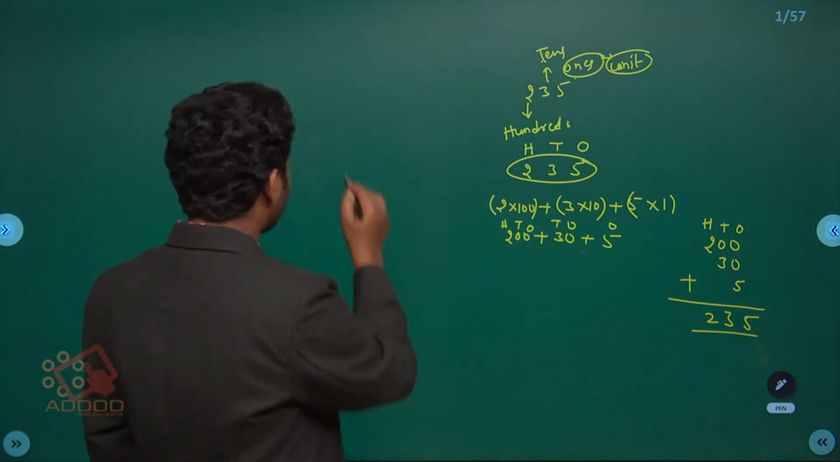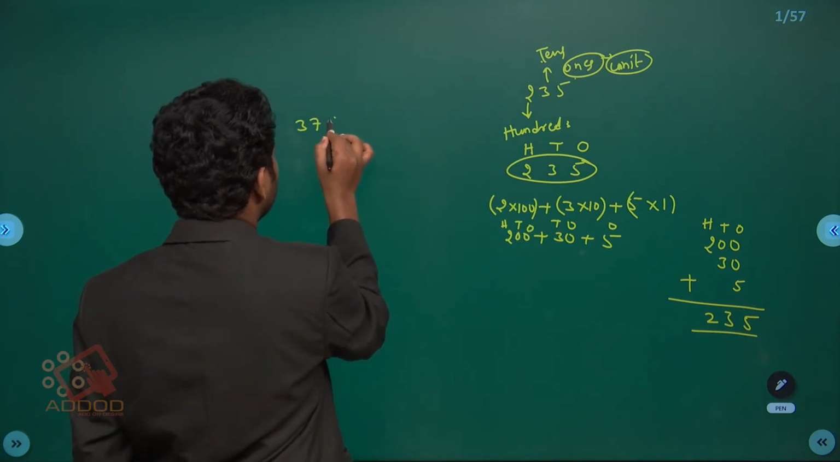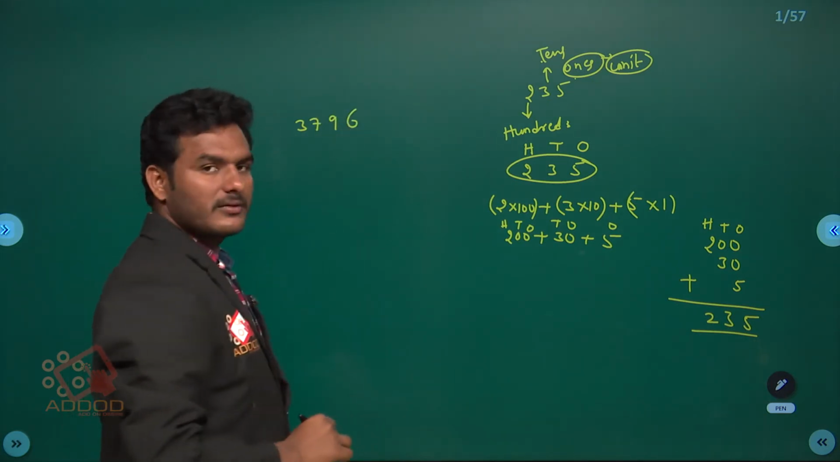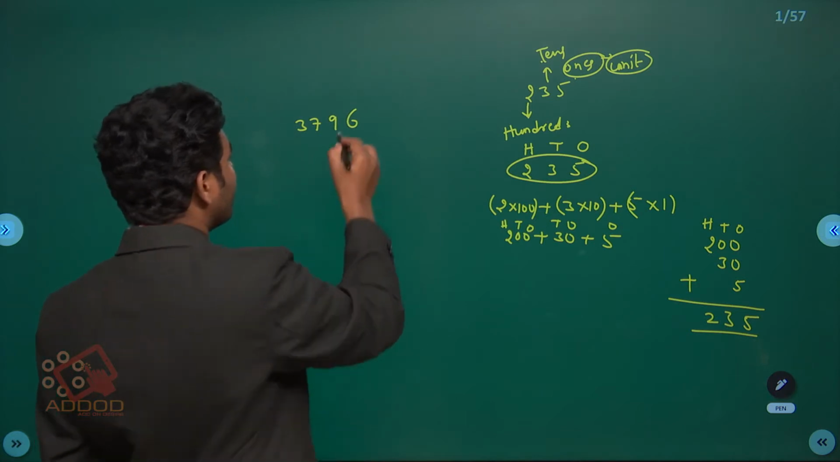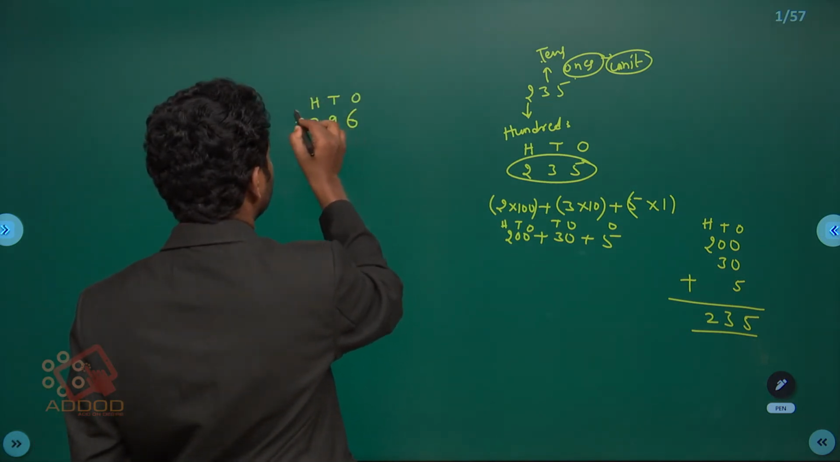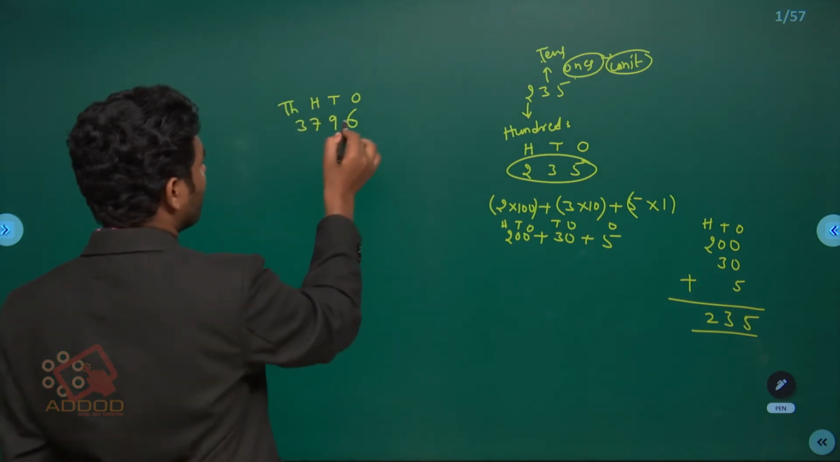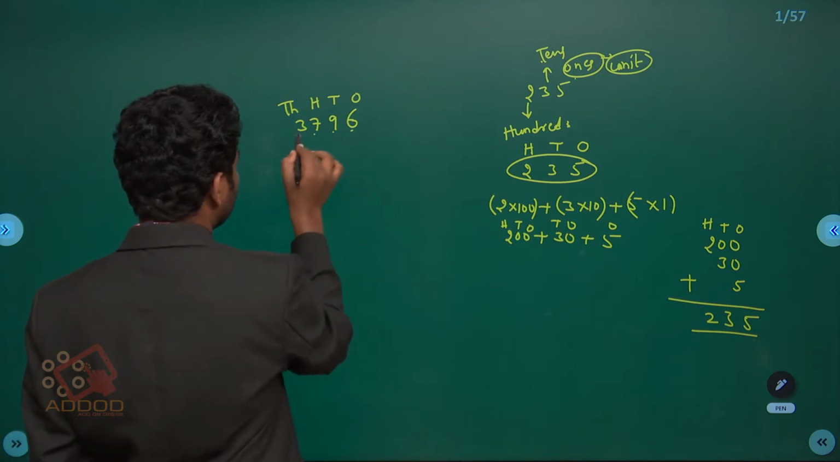Now for example I am taking 3796. This is one number. In this number, if you observe, this is the ones place, this is the tens place, this is the hundreds place and this is the thousands place. So how can we write this? Ones, tens, hundreds, thousands. This is in the thousands place.